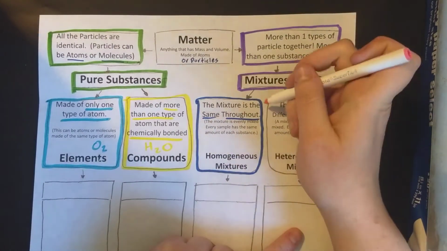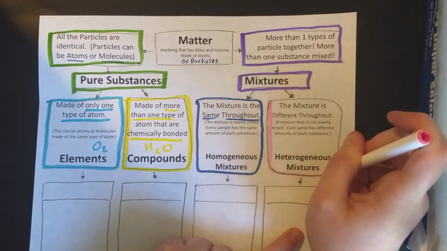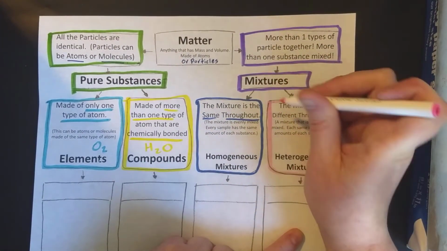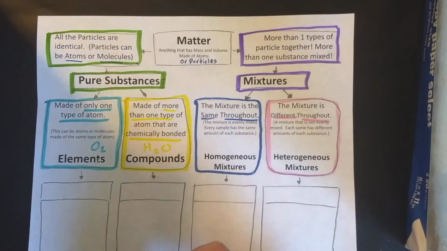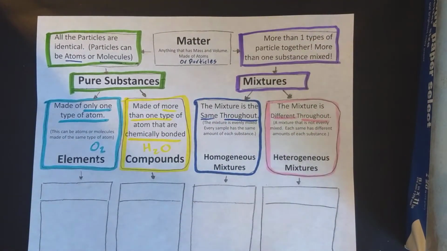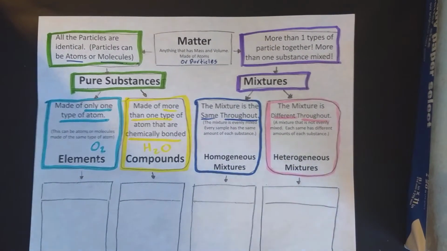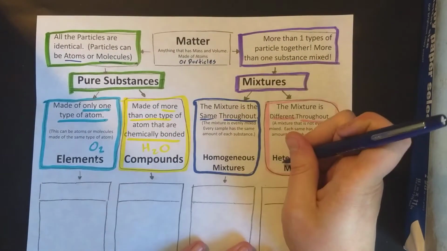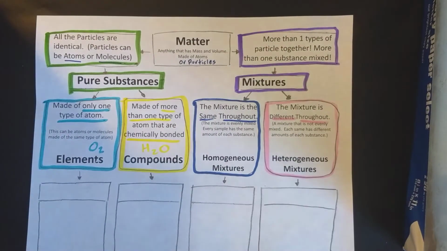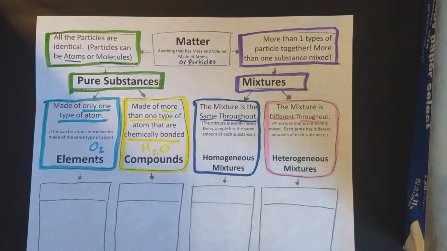Now, heterogeneous mixtures look different throughout. Okay, so they're not mixed well at all. You can see the different parts in a heterogeneous mixture. And to help you with the prefix, hetero, like heterozygous, you have different genes, or if you're heterosexual, you're attracted to a different gender than your own.